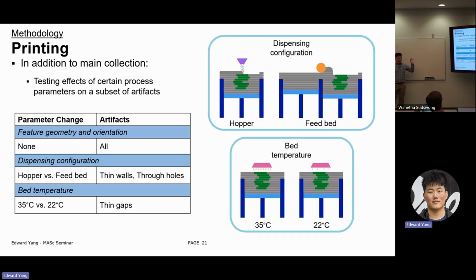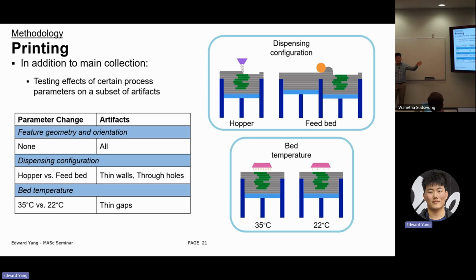So beyond just that main collection of parts, looking at the features, I also want to take a peek into the effects of process parameters on printability and geometric error. So I want to examine what was happening with the dispensing configuration. Besides using just the hopper to supply the powder, there is an alternate configuration where the powder is supplied by a feed bed that moves up as the printing goes on. I want to see if there was a difference in that.